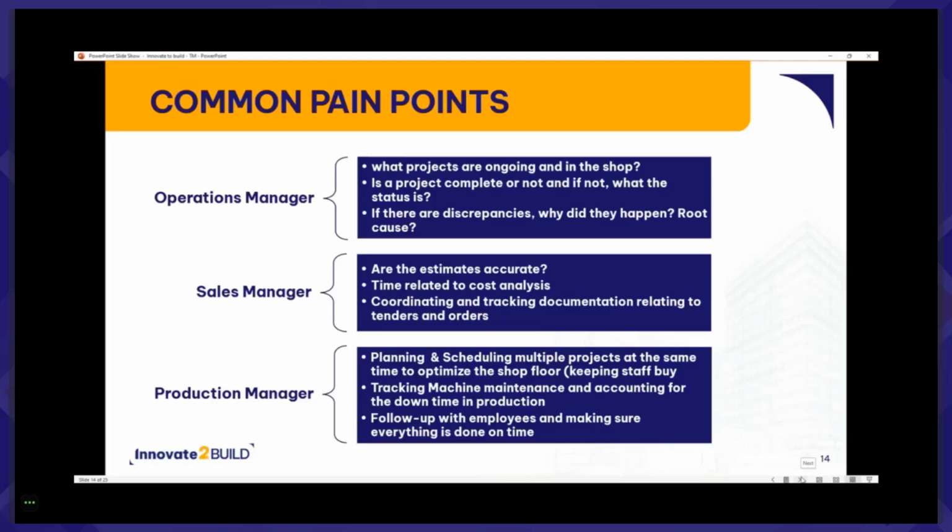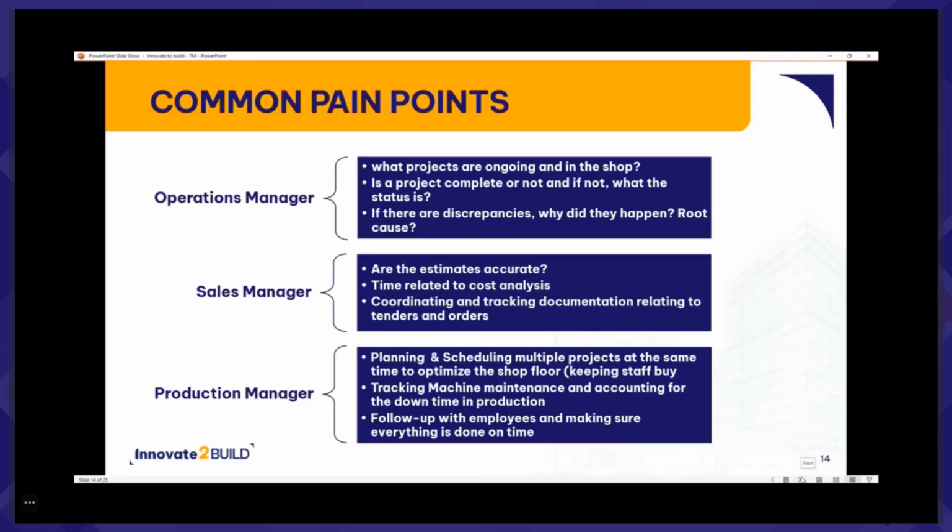Why did they happen? What's the root cause? A sales manager is typically more concerned with the estimates being accurate and the time related to the cost analysis. Estimates on a project can take an exorbitant amount of time depending on the size, and there's always a need to have this process be quicker, especially if you're bidding on a project and there are other bidders involved. You always have a time constraint on delivering the information. And coordination and tracking documentation relating to tenders and orders is always a challenge. There's a lot of documentation that gets involved with a steel fabrication project. There could be legal documentation, design drawings, etc. So it's always difficult to keep track of versions, even post project awarded.